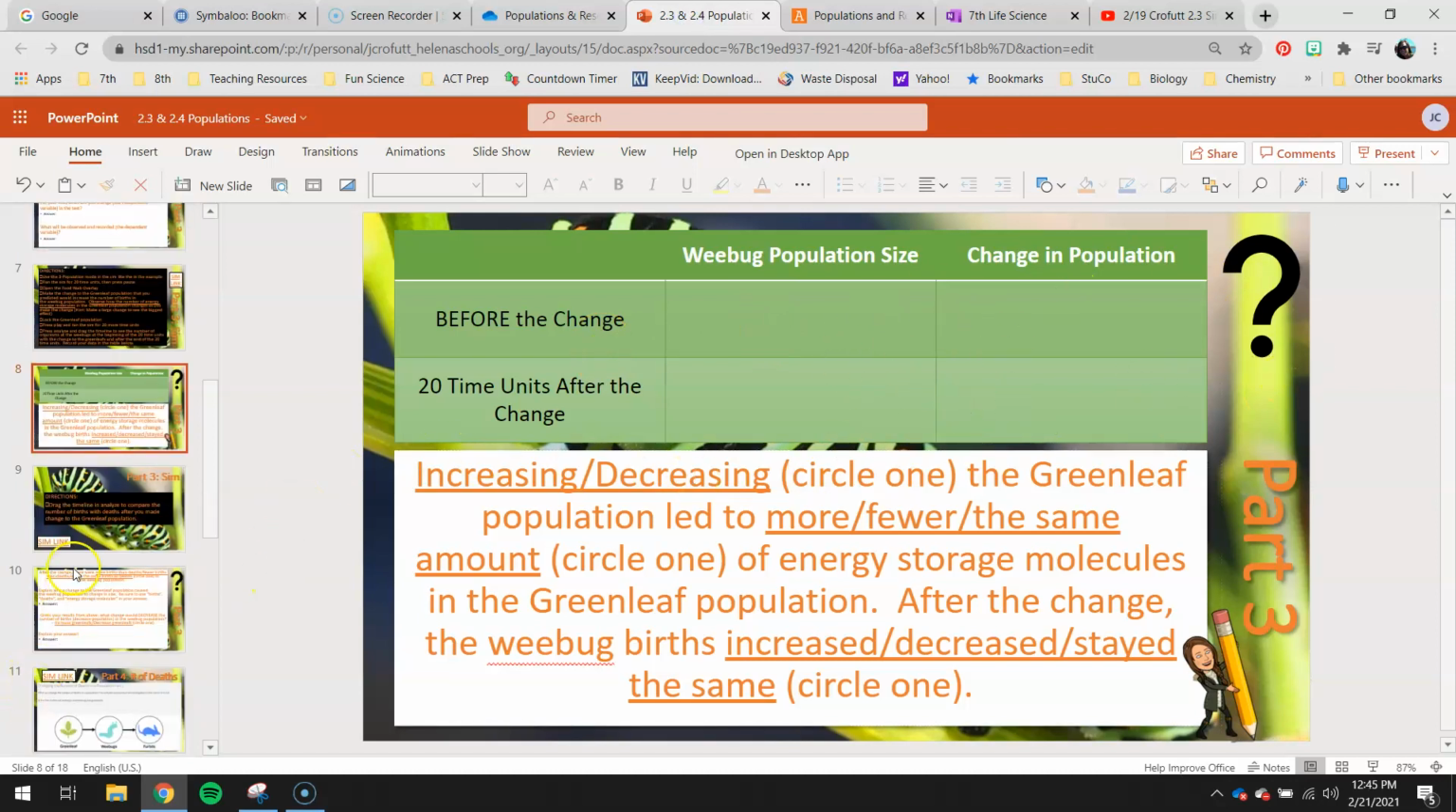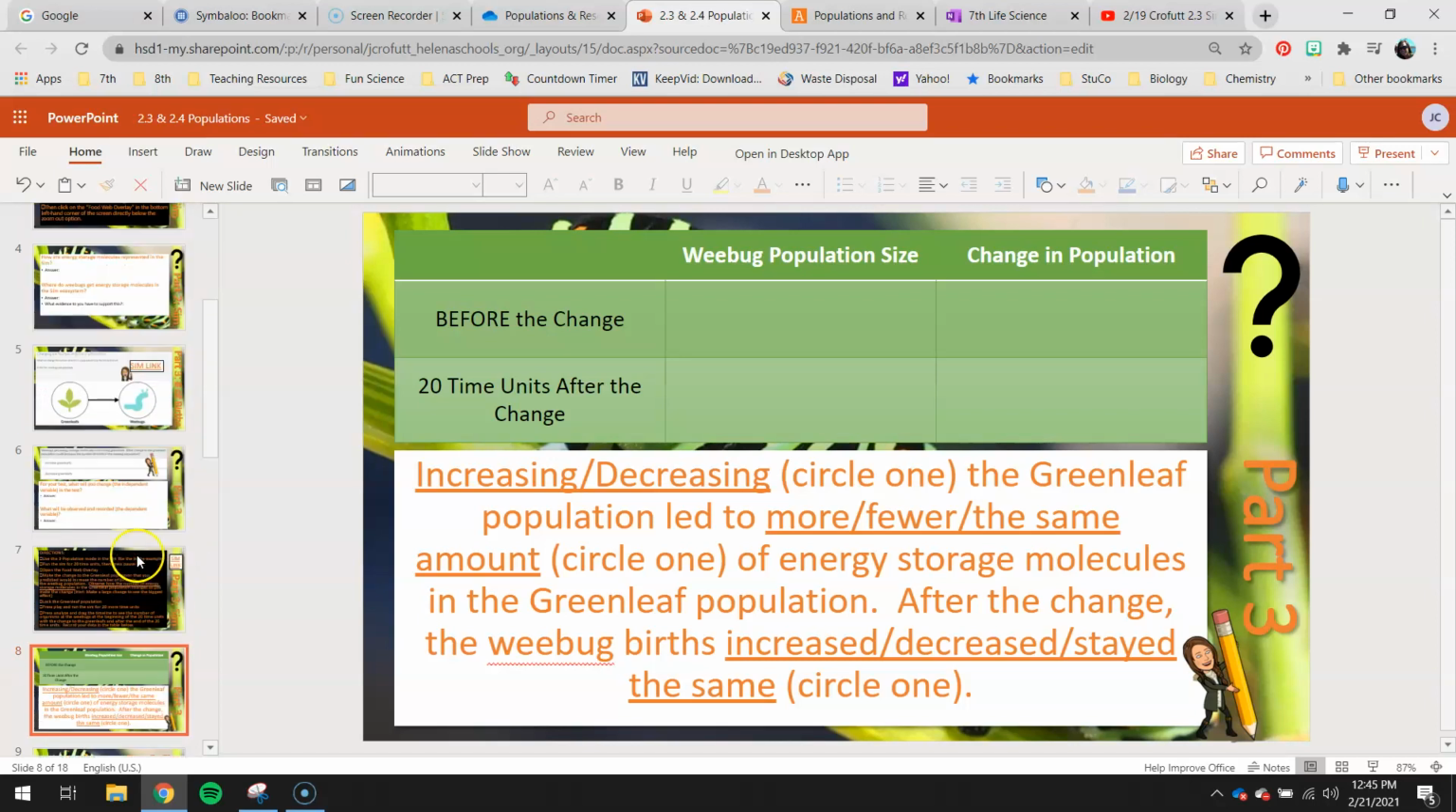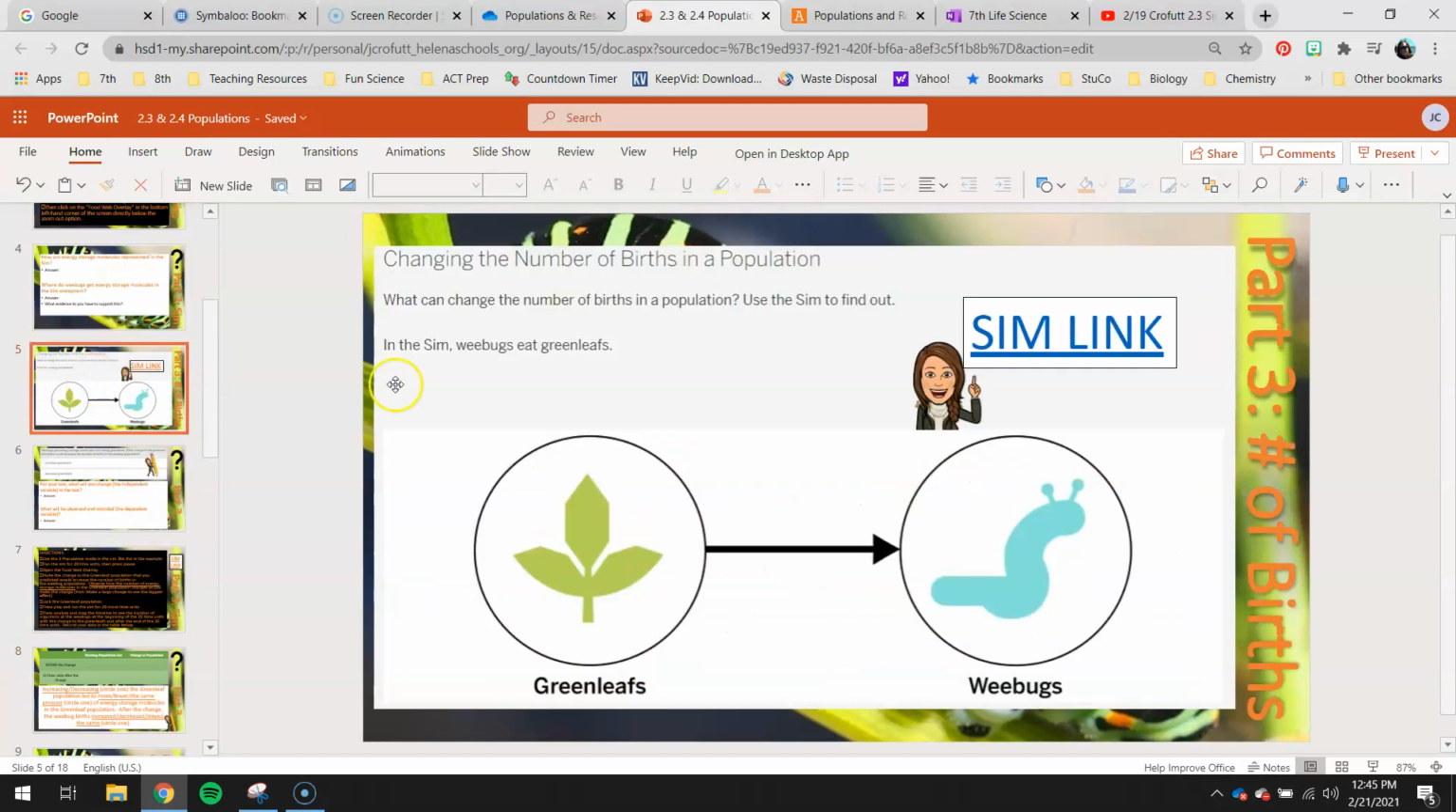So now that I've showed you guys that experiment, I just want to go through your guys' experiment that you're going to be doing. So again, you're going to look at two different populations. We looked at wee bugs and fur bills. You guys are going to look at green leaves and wee bugs. So what can change the number of births in a population? Use the sim to find out. In the sim, wee bugs eat the green leaves. So again, notice this arrow. The wee bugs are getting their energy from the green leaves.